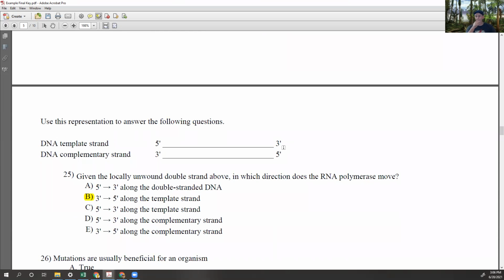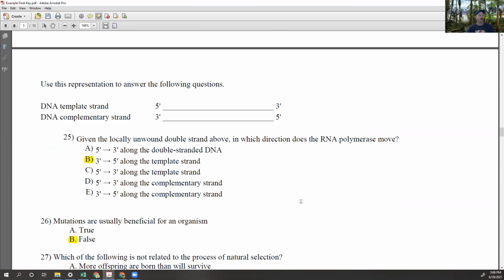Of course, if you find one that I made a mistake on, that's fine. I filled this out as I went. I could have missed one. Let me know if you have any questions.